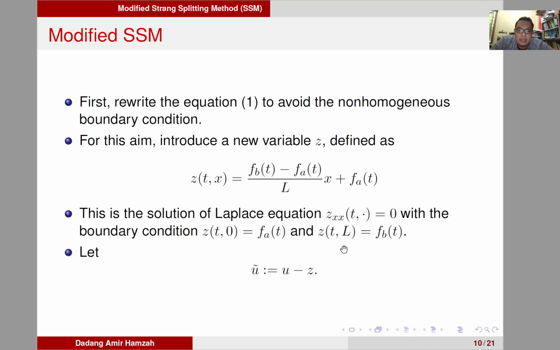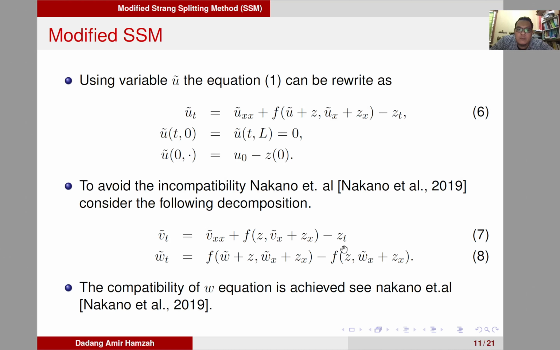Now let us define a new variable u tilde as u minus z. Then problem 1 can be transformed into the following form. And to avoid the incompatibility with the boundary condition, Nakano considered the following decomposition. The compatibility of the W equation with the boundary condition is achieved, and the explanation can be seen in Nakano's paper.